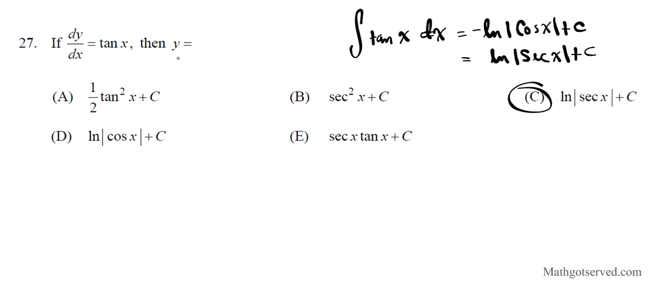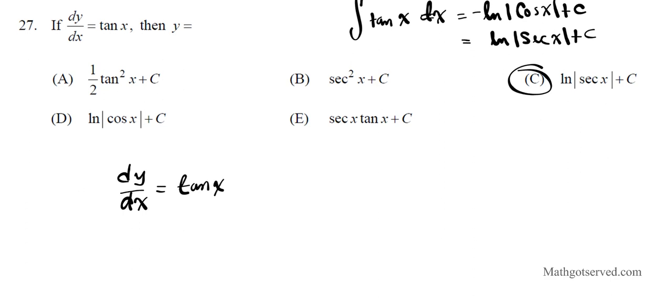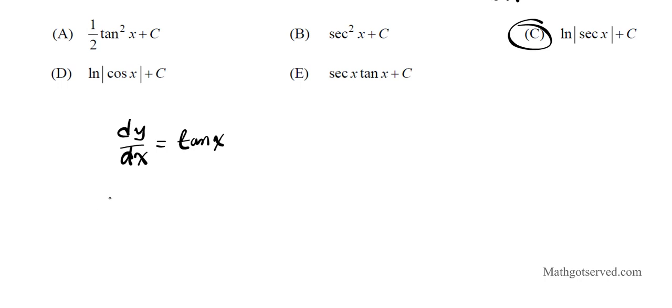So if you knew your integration rules, you can just directly know what the answer is just by looking at it. But let's assume that we don't know the rules, okay? So let's go ahead and solve the problem. You're told that dy/dx equals tan x. So what is y? I want to isolate y, so I need to do the inverse operation of differentiation, which is basically integration. So I need to integrate both sides.